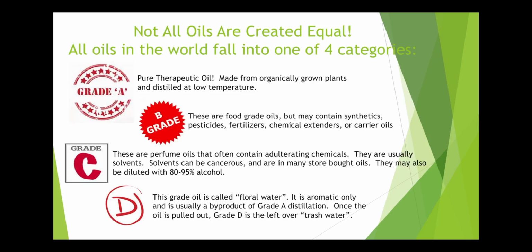Grade C oils are essentially perfume oils, and they often contain adulterating chemicals. The use of solvents is definitely used in grade C oils, and one of those solvents, for example hexane, is used to gain a higher yield of oil per harvest. The danger is solvents can be cancerous, and they're often found in many store-bought oils. They may also be diluted 80 to 95% with alcohol.